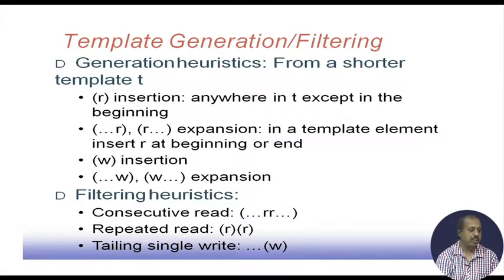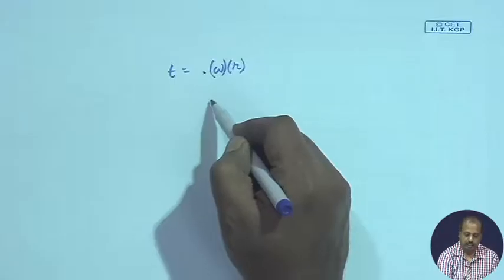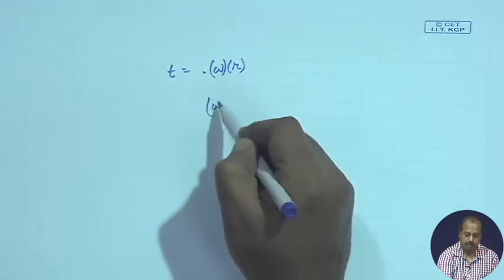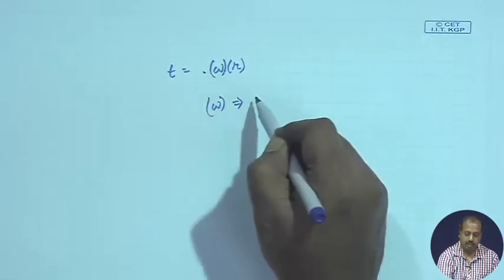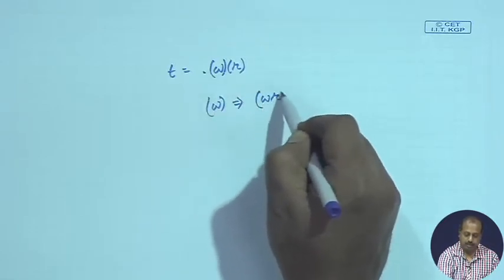Other expansion can be that after one template is over, we can put another template and insert R at the beginning or at the end. So, in a template element we insert R at the beginning or at the end. If I have got a template like W, as we have taken the example, this can be extended as WR.